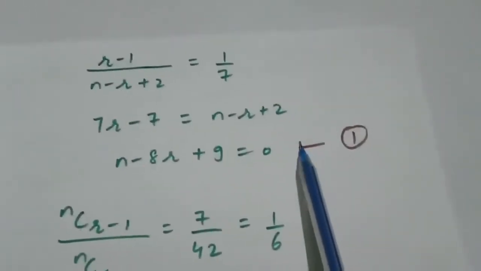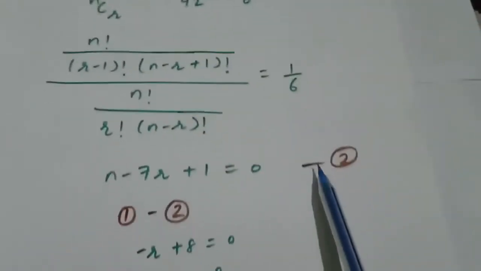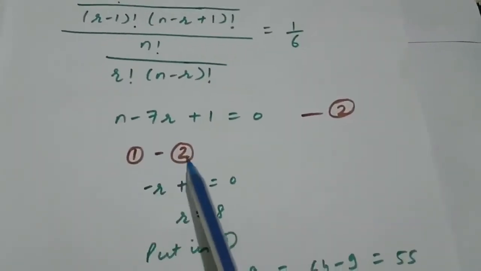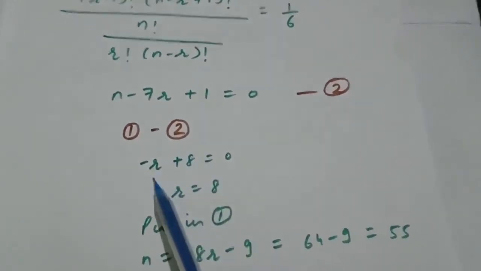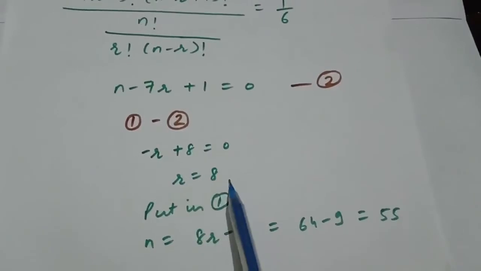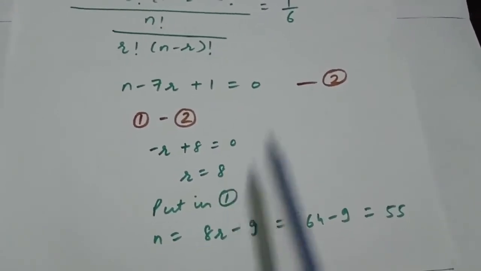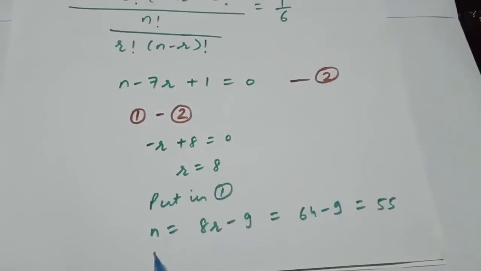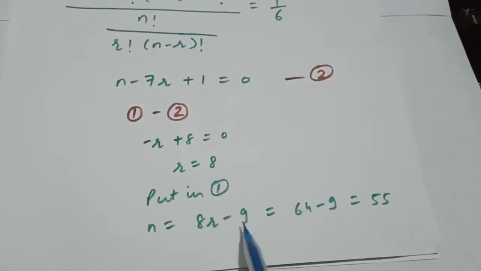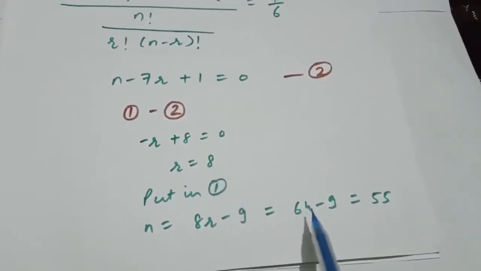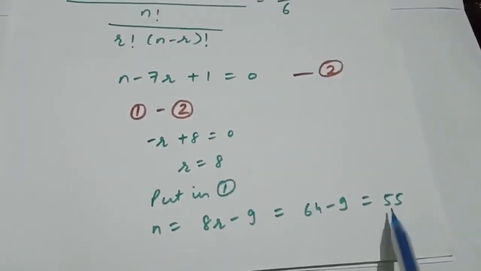So this is our 1. This is equation second. Now equation 1 minus equation second. So you will get minus r plus 8 equal to 0. r is equal to 8. Put in 1, or you can also put in second to find the value of n. So from 1 we get n is equal to 8r minus 9. In place of r put the value 8. So you will get the value of n as 55.